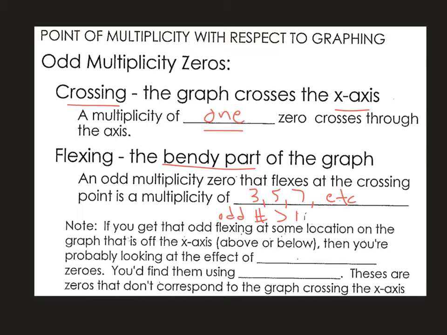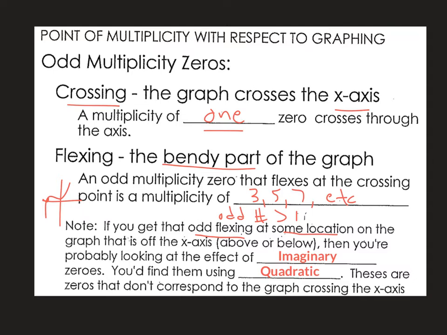Now, what happens if you get that odd flexing at some location that's either above or below the x-axis? So the flexing doesn't happen on the x-axis, but it just happens at some random point. Then that's probably the effect of imaginary zeros, right? You're looking at the effect of imaginary zeros.